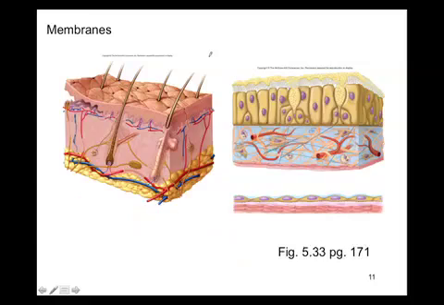Now, the other type of membrane, this one here, is called a mucous membrane. And this one down here is a serous membrane. All these membranes that we're going to talk about do produce some type of secretion. The cutaneous membrane secretions are sweat and sebum for the most part. Mucous membranes produce mucus. Serous membranes produce serous fluid, a water-based fluid.